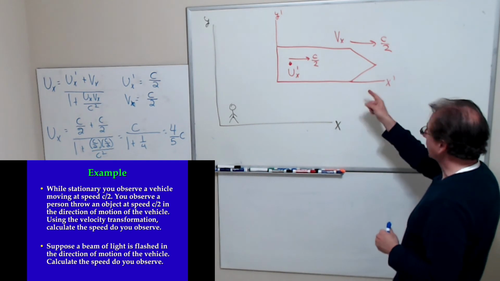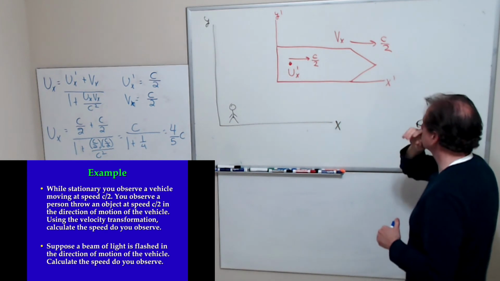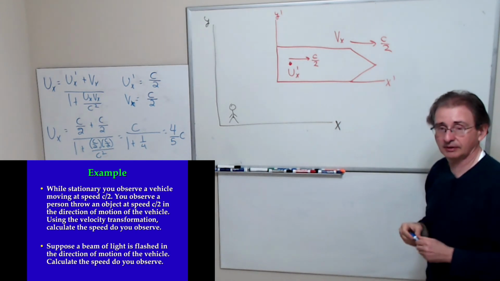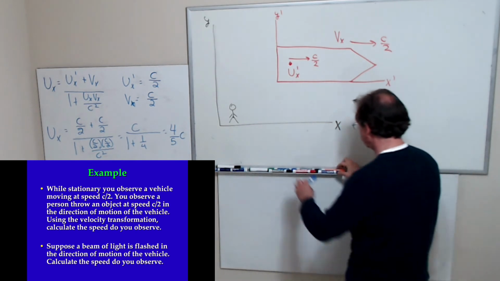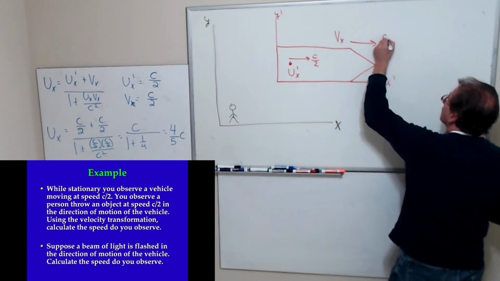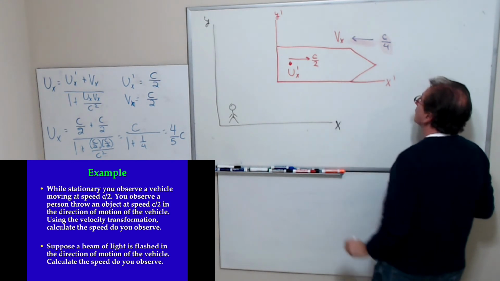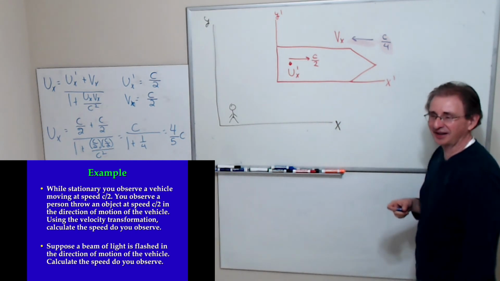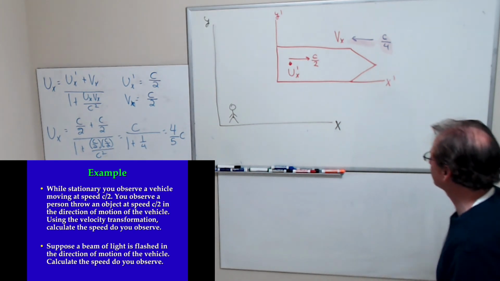What if the rocket was moving in the opposite direction? Well, if the rocket was moving in the opposite direction with speed c over 2, you would end up getting 0. But let's change this problem. Let's let the rocket move to the left with speed c over 4 in that direction. So let's say this whole thing is moving backwards. We're running it in reverse.